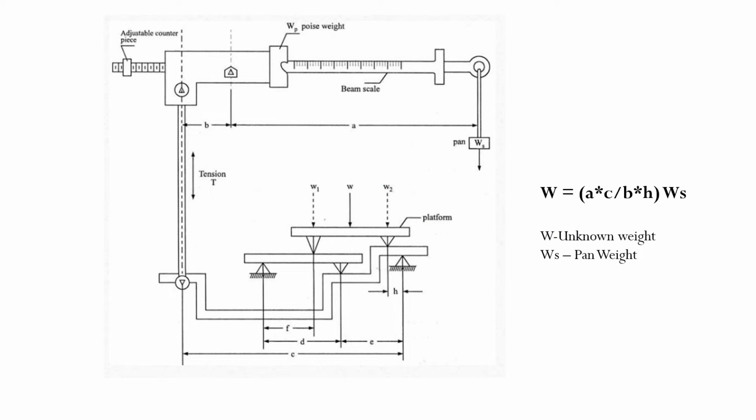Here we have the formula W equals AC by BH into pan weight. Look at the diagram carefully. A multiplied by C. At the bottom we have C, the distance, and A, the distance. AC by BH into WS will give the unknown weight.